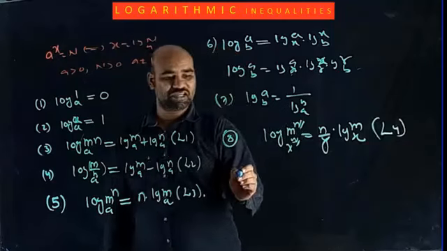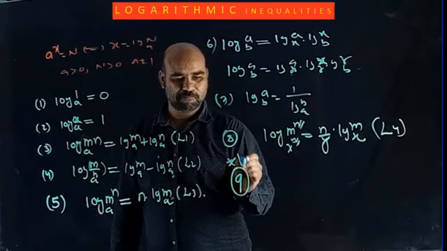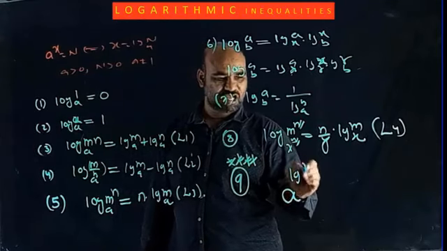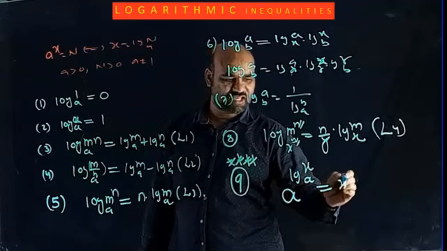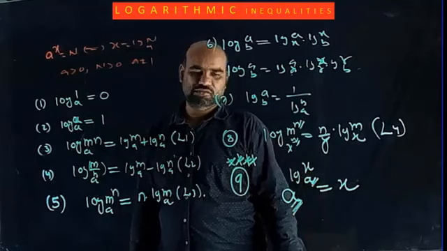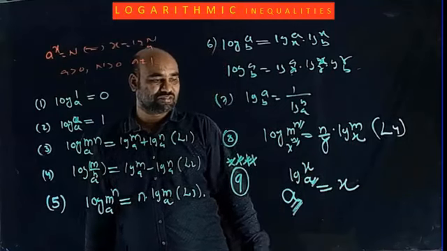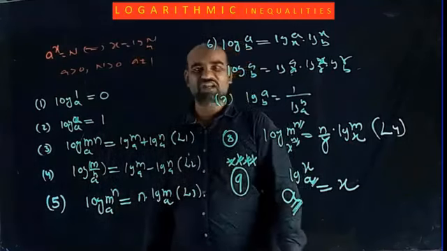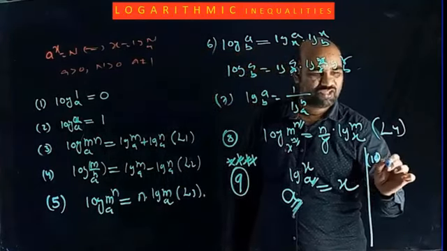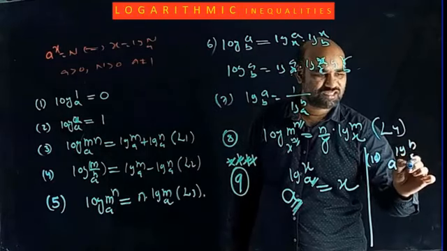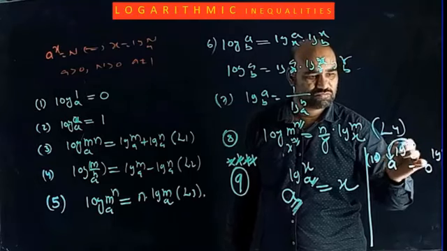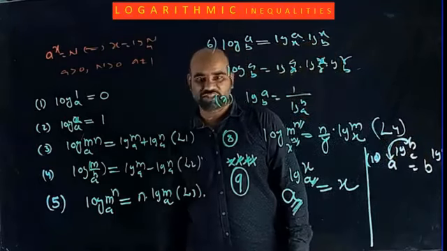Okay, important, ninth one, very very important: a power log x base a equals x. If these two are the same, the value equals x. The proof is easy, that's not a big problem, but it is an important property, because this is used in logarithmic inequalities. Tenth one: a power log b base c equals b power log a base c. We can interchange these two. That is the last, tenth one.